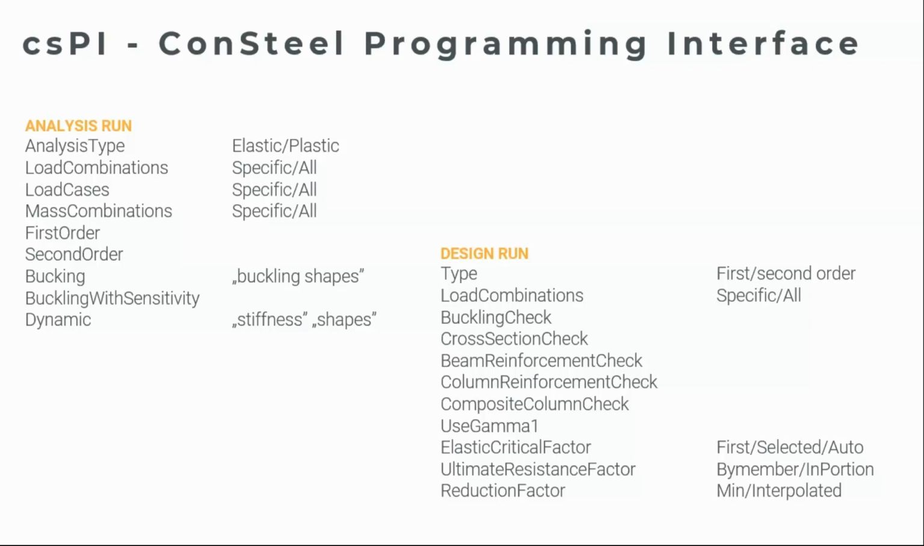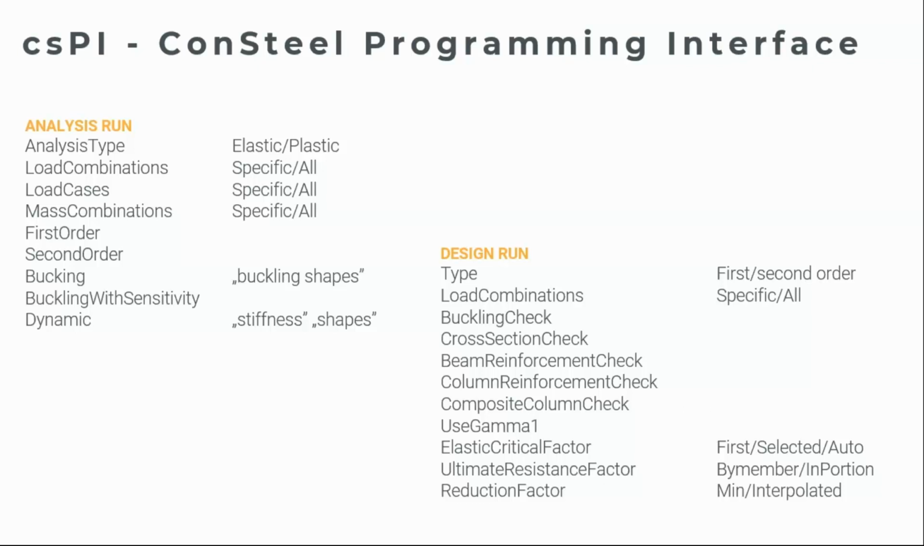When you use the design option from script, you have to set what results you want to use from the analysis, first order results or second order results. Again, you have to set the combinations you want to use, specific combinations only or all of the combinations. You can run buckling check, cross-section check, beam or column reinforcement checks, and also composite column checks can be done with this script.